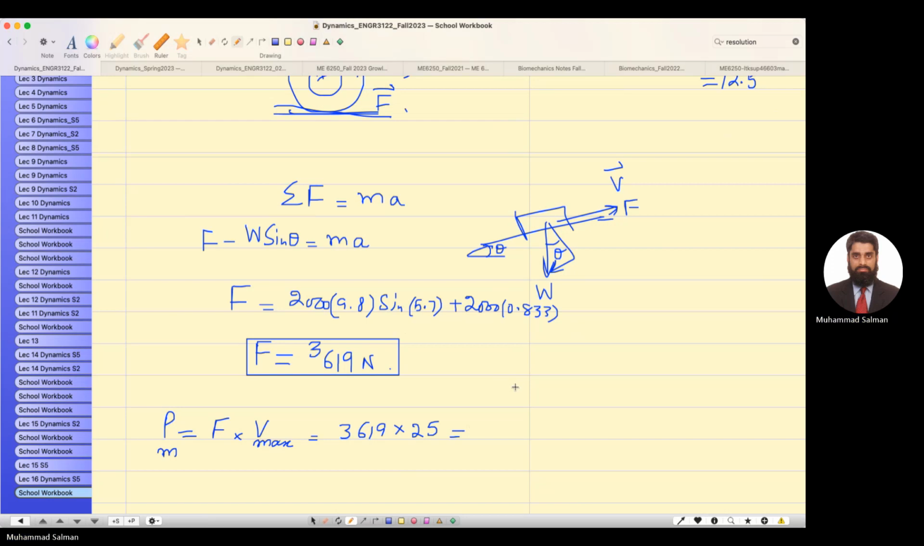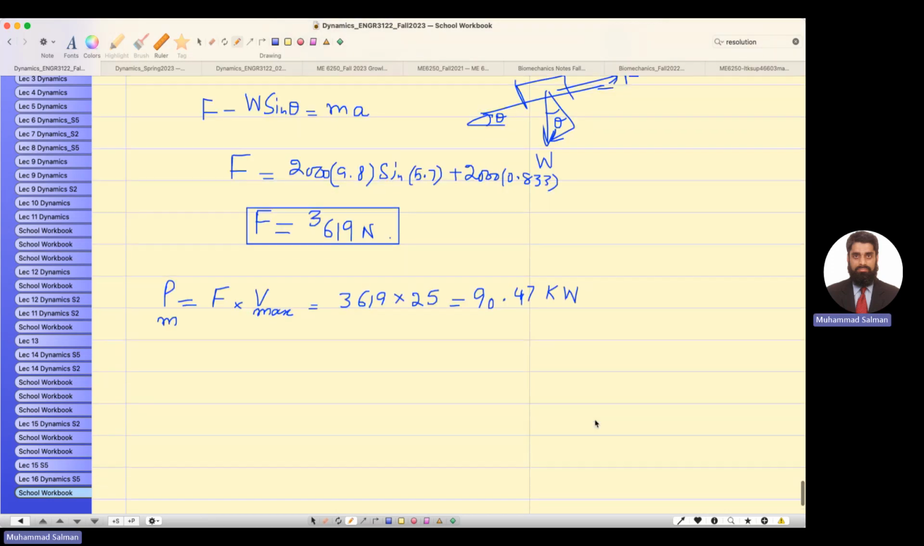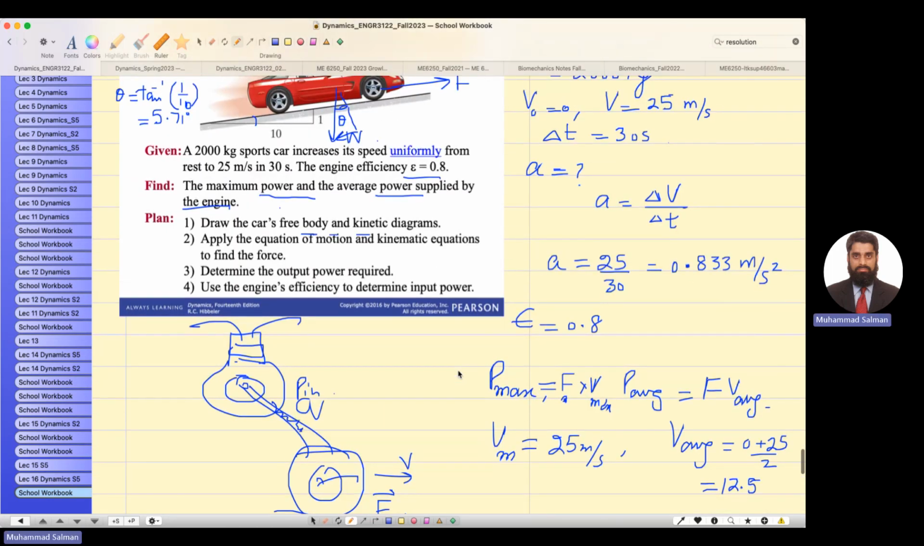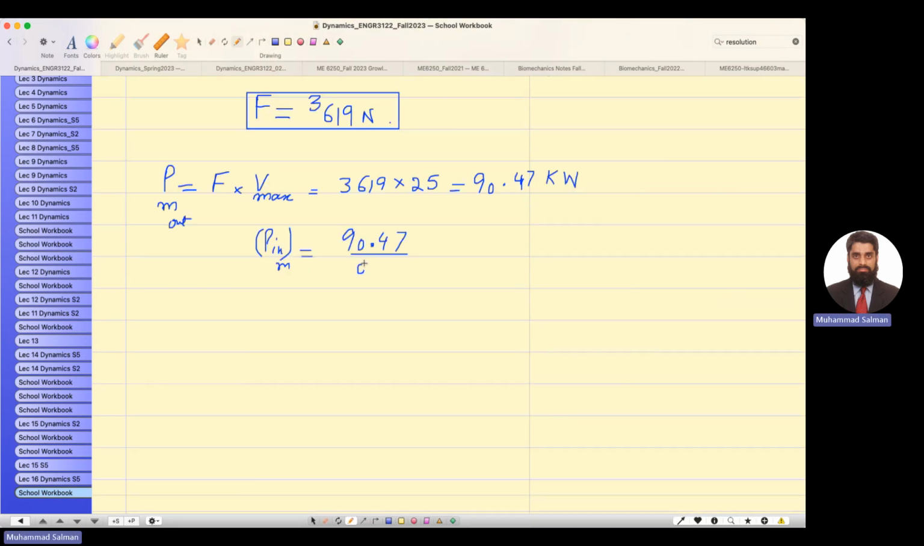This is 90.47 kilowatts. Agreed? And this is the maximum power output, okay? What is the maximum input power? 90.47 divided by the efficiency of this car engine, which is 0.8. It is 113 kilowatts according to my notes.